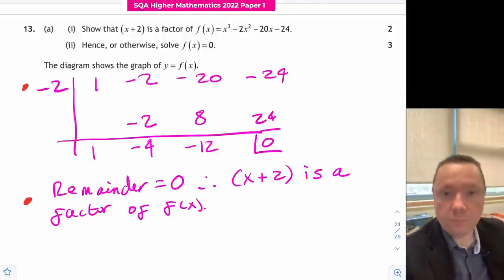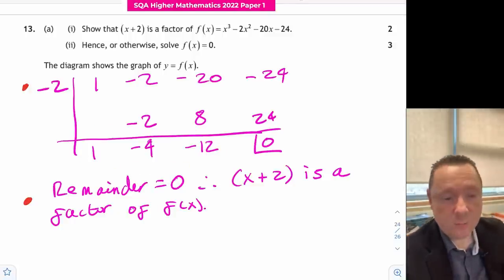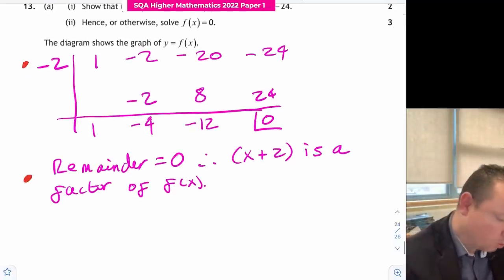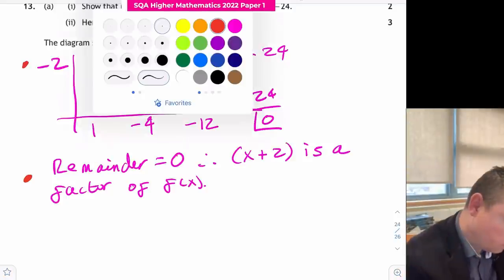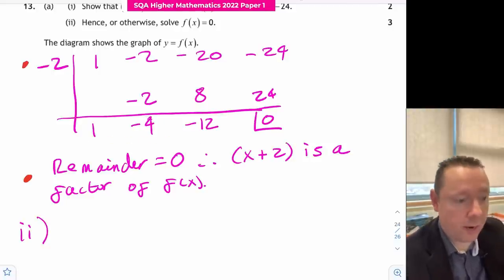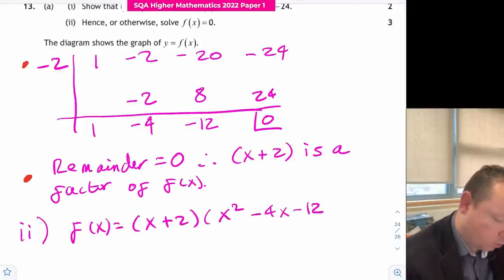Now, this is where the power of synthetic division comes in. If you've already done synthetic division for part A, you already know this. If you haven't done it for part A, then you're going to have to divide through. But let's just assume that we're doing it this way. So for part 2, we have got this whole bit, x squared minus 4x minus 12, is our factor. So we now know that x plus 2 is a factor. So f of x equals x plus 2 times x squared minus 4x minus 12.